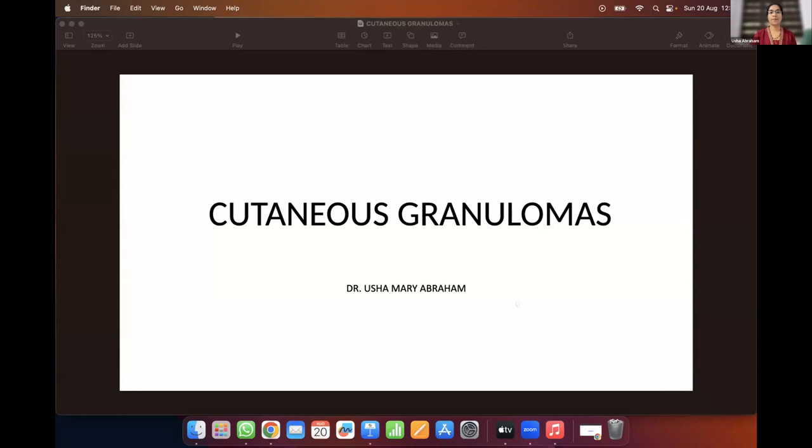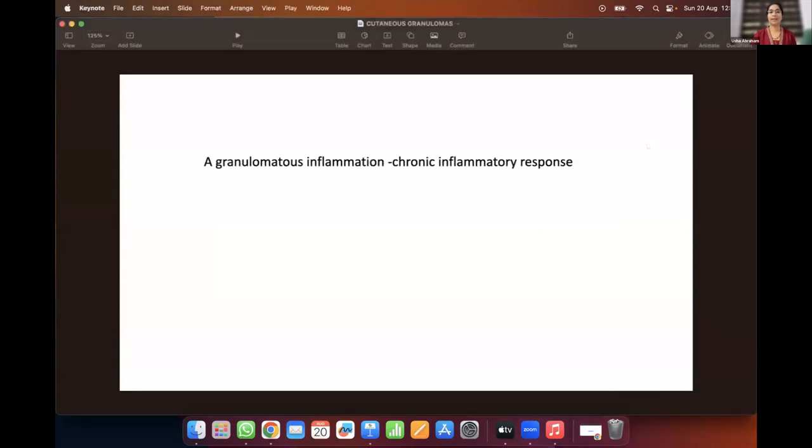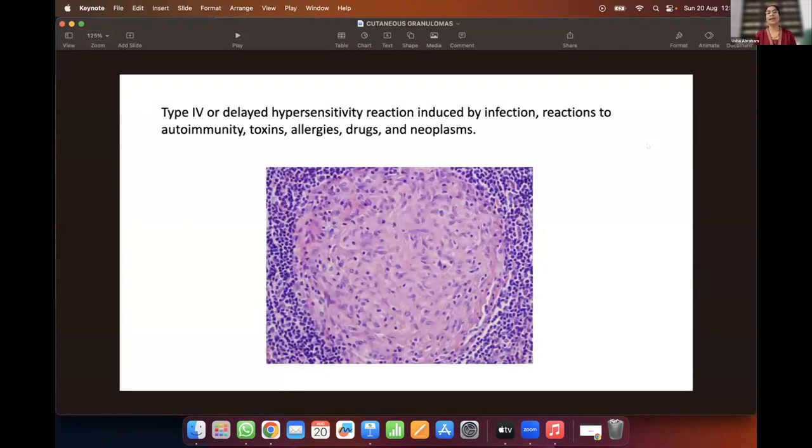Okay, so a granuloma is seen as a part of granulomatous inflammation. Granulomatous inflammation is nothing but a chronic inflammatory response. It is a type 4 or delayed hypersensitivity reaction, which can be induced by an infection or a reaction to autoimmunity, toxins, allergies, drugs, and neoplasms.